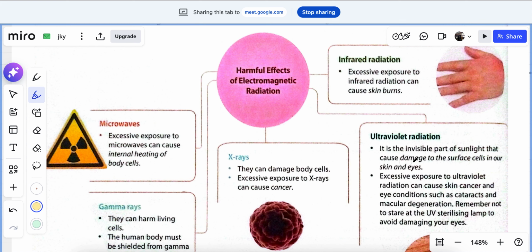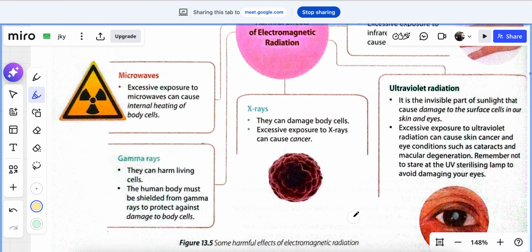It is invisible, right? You don't see ultraviolet with your eyes. It's the invisible part of the sunlight that can cause damage to the surface cells in our skin and our eyes. So don't look at the sun too much. It can damage the cells of your eyes. Excessive exposure to ultraviolet radiation can cause skin cancer. So be careful the way you expose yourself to it.